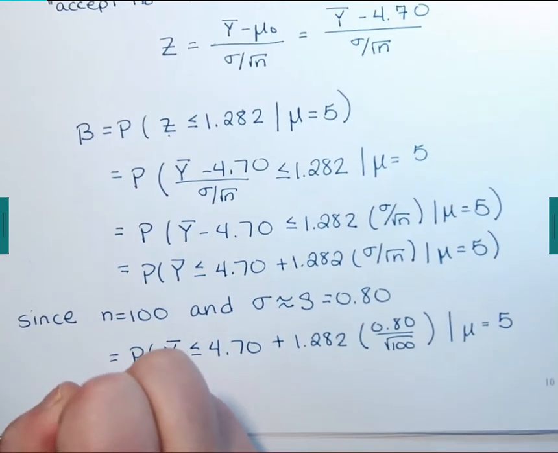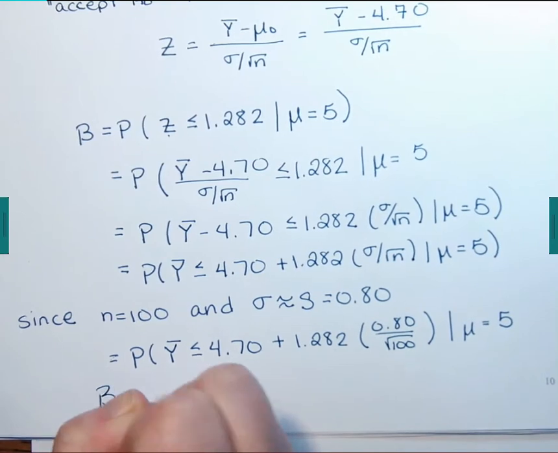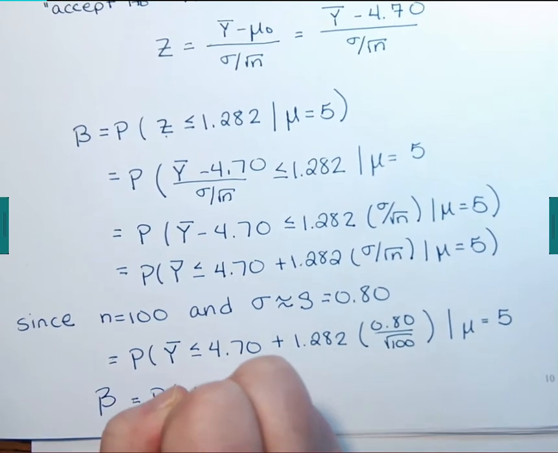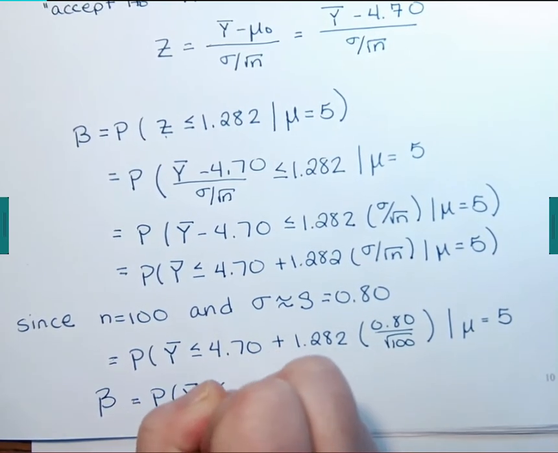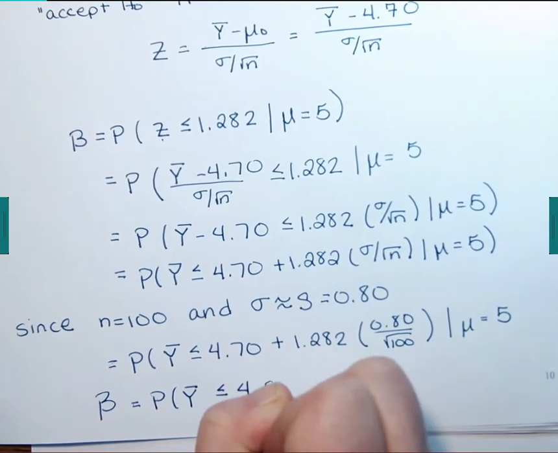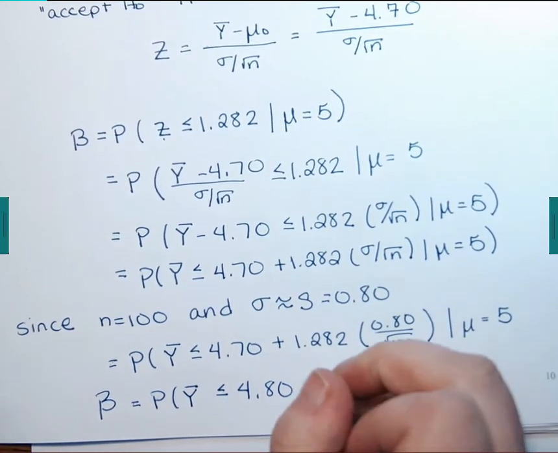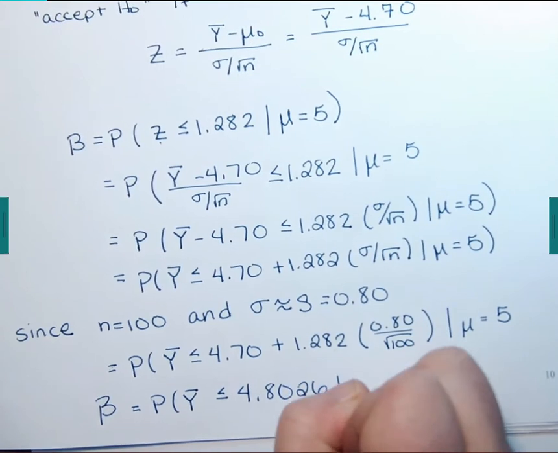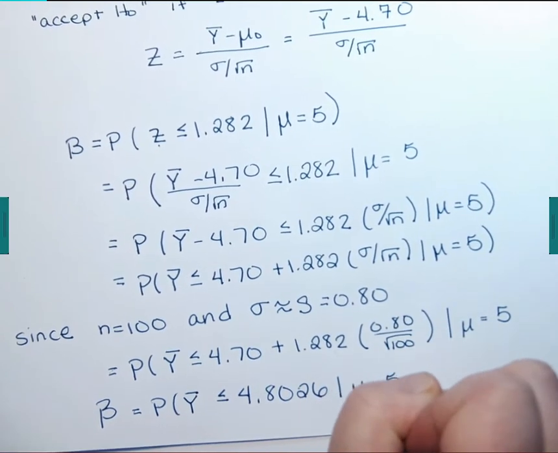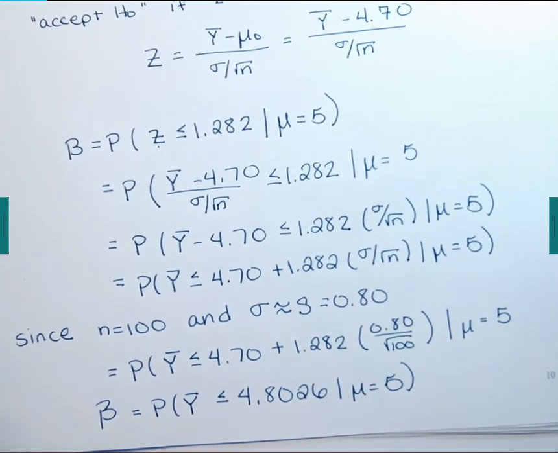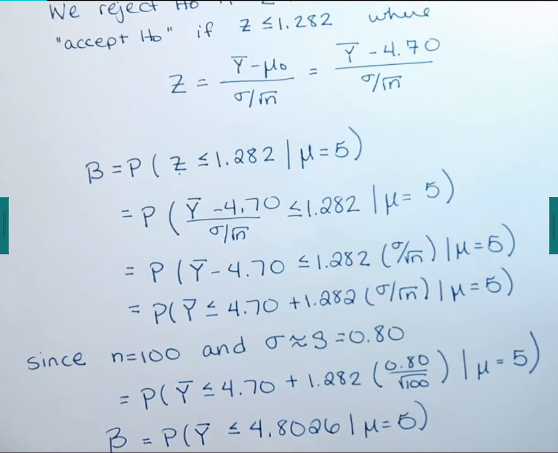And so this gives us that beta is equal to the probability that y bar is less than or equal to 4.8026, given that mu is equal to 5. Sorry, I paused there for a minute, and you'll notice I added on a couple parentheses because I realized that I was missing those at the end of the probability statements.